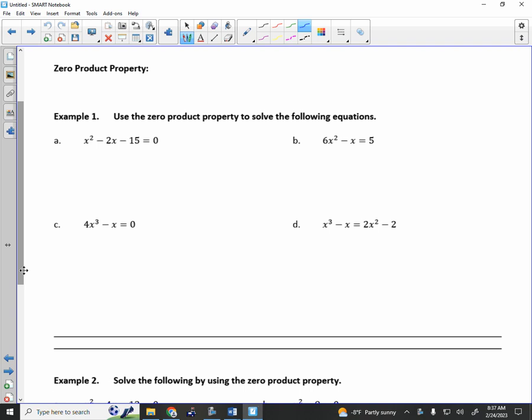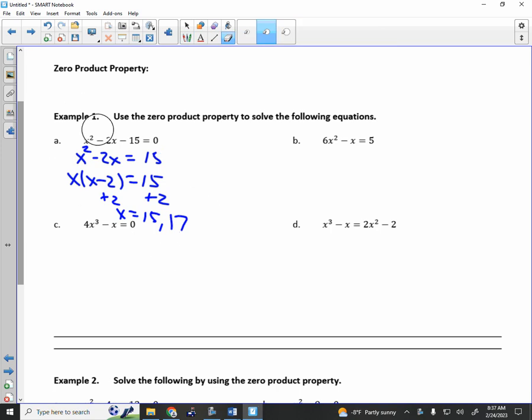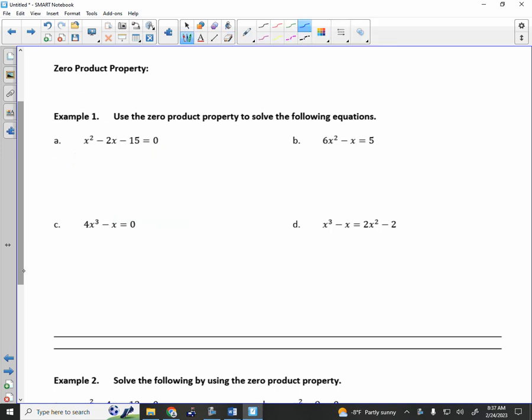They may say, well, I'm going to take x squared minus 2x, and set it equal to 15. And then I'm going to factor out an x to get x minus 2 is 15. And I'm going to add 2 to both sides. I get x is 15 and x is 17. Okay? Looks good, right? But it's completely incorrect. If you put a 17 and a 15 in for x, you're not going to get the right result at all.